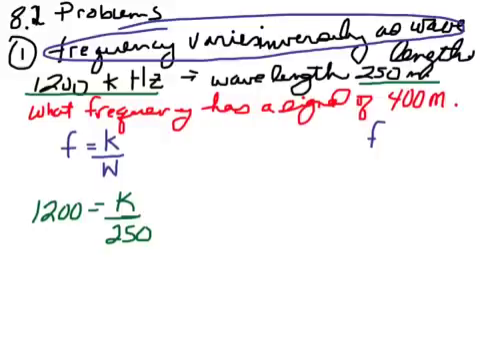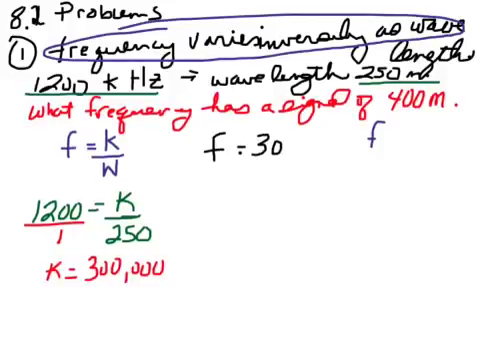Now if I want to solve this, I can turn this into a proportion by putting 1200 over 1 and cross multiplying. 1 times K is K, and then 1200 times 250, let's see what that is, 300,000. Okay, so K is 300,000. Now remember, when we find K, that helps me write the real equation. It's not just K over W, it's 300,000 over W.